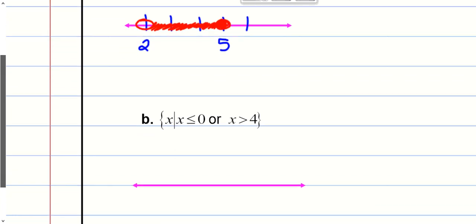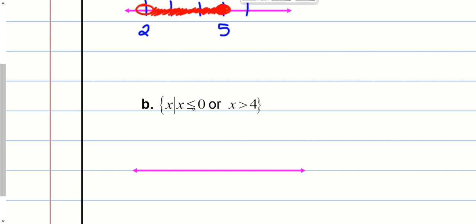Whereas this next one, the X is not in between. We have an OR for this one. So that means we're going to have 2 separate pieces. So let's look here. We've got X is less than or equal to 0, or X is greater than 4. So we have 0, 1, 2, 3, and 4. So on 0, X is less than or equal to 0. So it's equal. We have a closed circle.